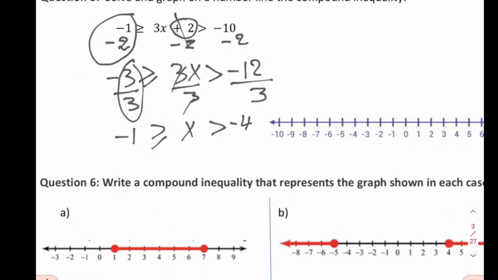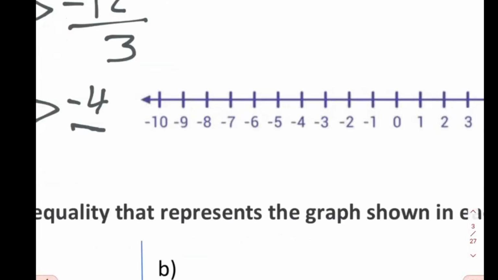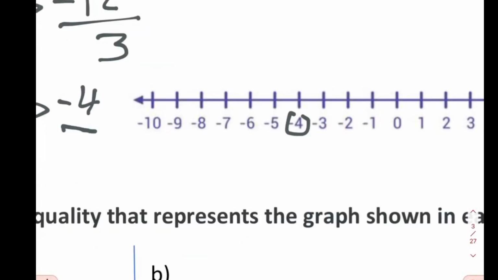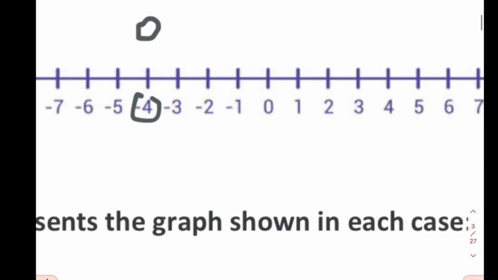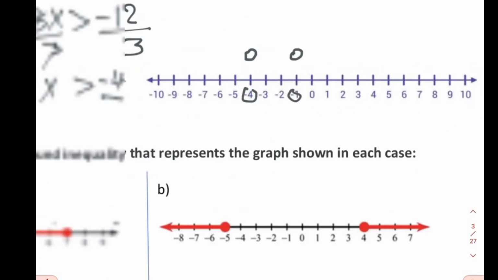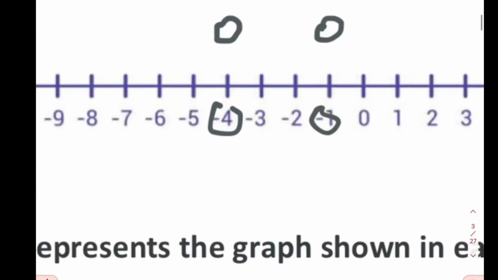Now, to graph this is easy. You just put -1 and -4 where they're supposed to be. -4 is here, so you put a dot here. And -1 is exactly here, so you put another dot here. And then in between, this means in between, so you join in between like this.